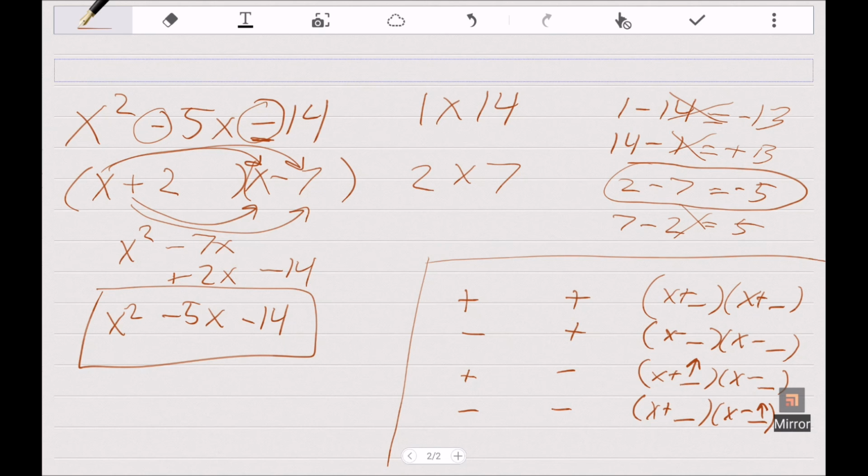Next time, what we're going to talk about is whenever we have something in front of our x squared, because then we're going to have to do something a little different. We're either going to have to hope that something factors out, which would be the easier case, or we're going to have to try a new factoring called splitting the middle term and then factoring by grouping.